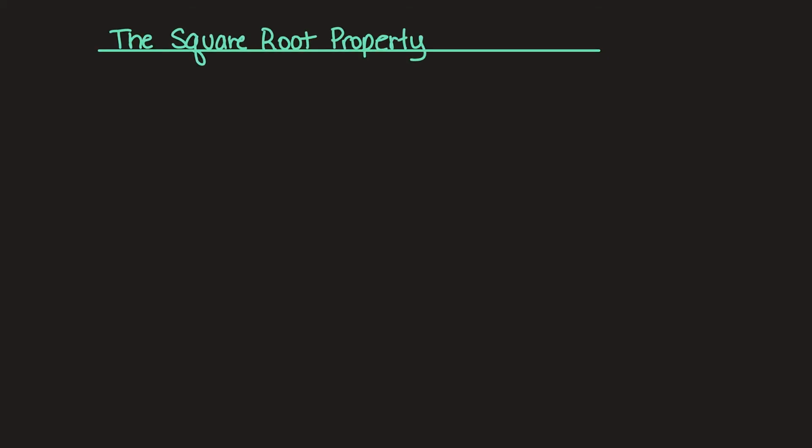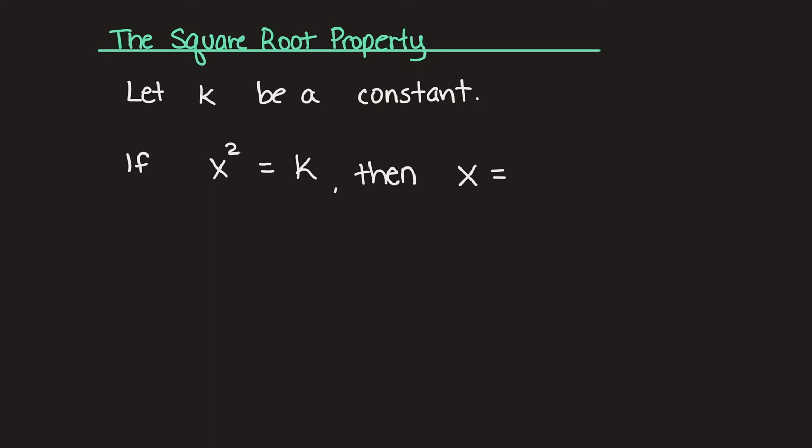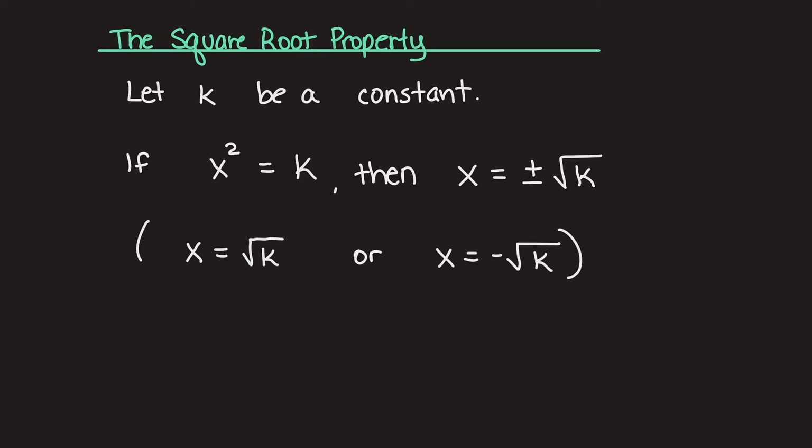Let's begin with the square root property. Let k be a constant. If we have x squared equals k, then x equals plus or minus the square root of k. This can also be written as x equals the positive square root of k, or x equals the negative square root of k. For example, let's look at the equation x squared equals 9.